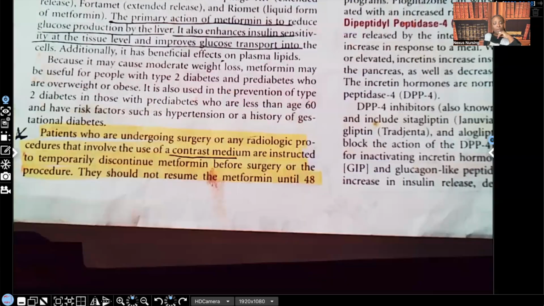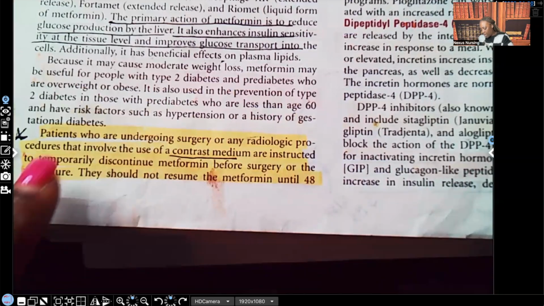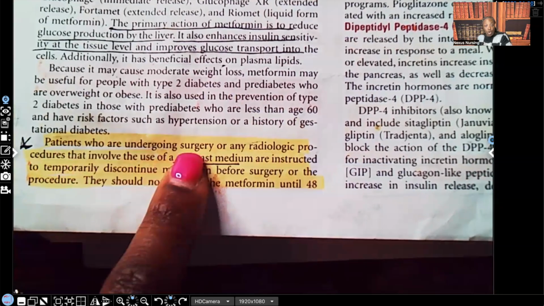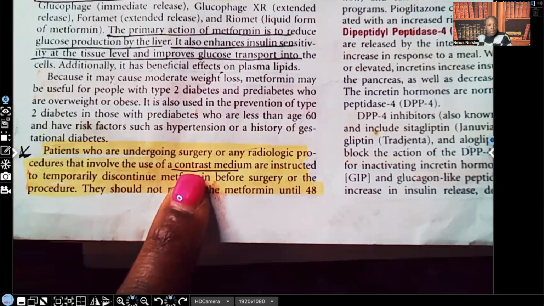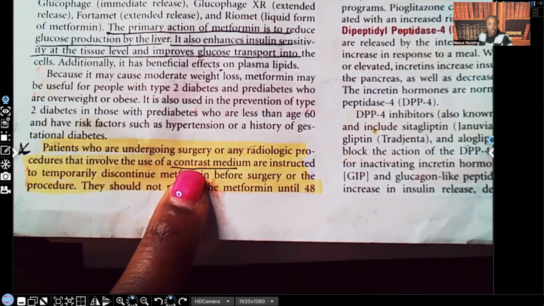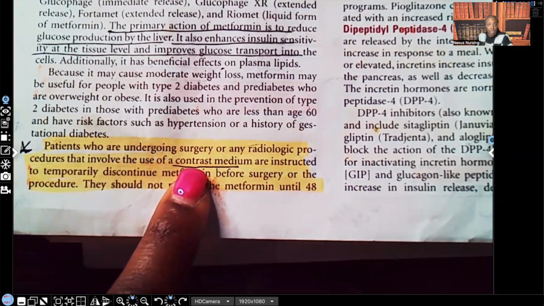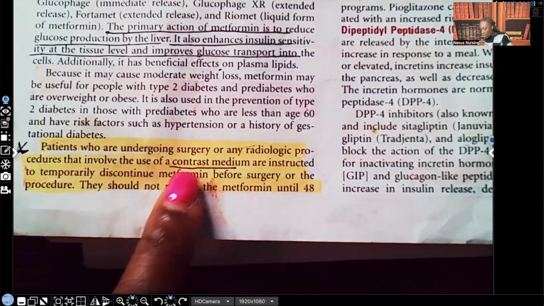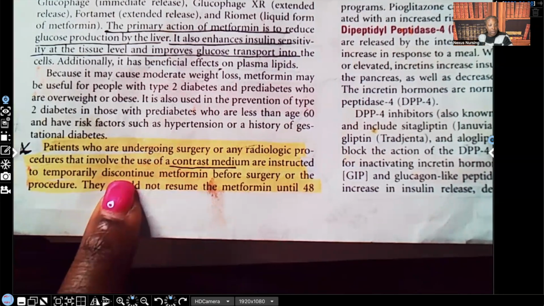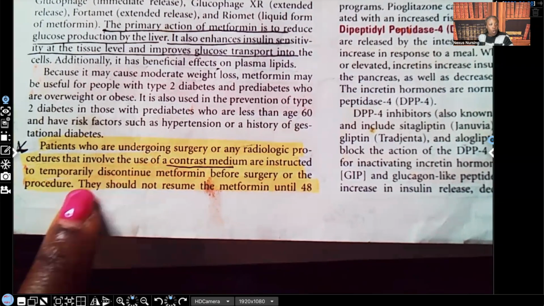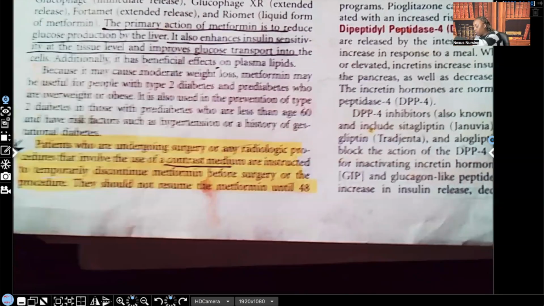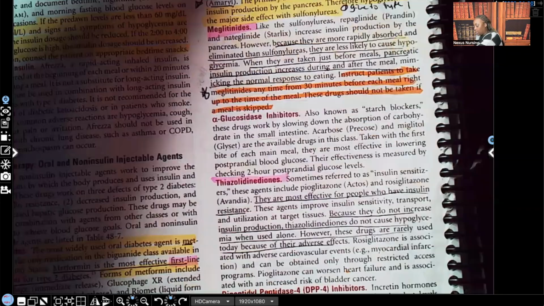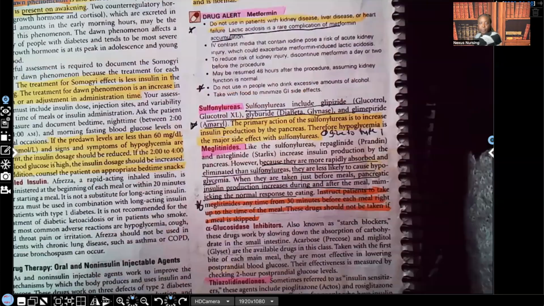But there's something very important you guys have to know about metformin. Patients who are undergoing surgery or radiological procedures that involve the use of contrast medium, that's the dye that they're talking about, okay? They're instructed to temporarily discontinue metformin before surgery or the procedure, and they should not resume until 48 hours afterwards once their serum creatinine has been checked.